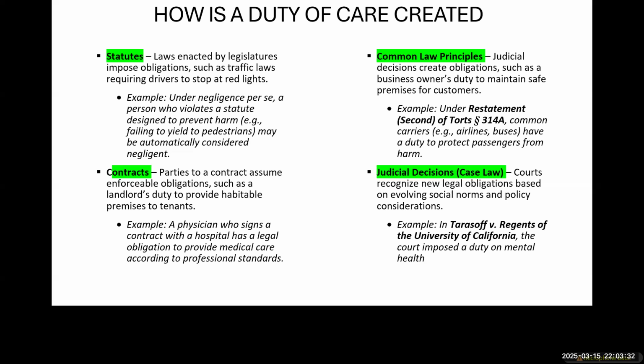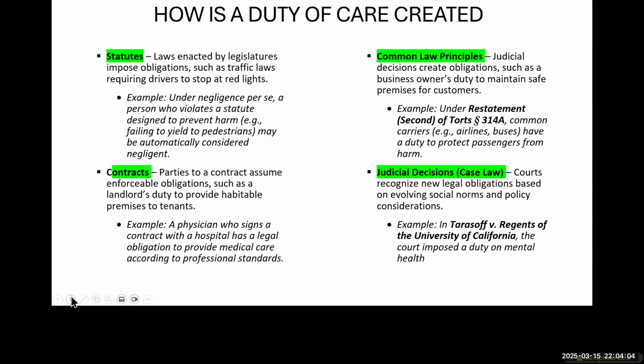How is a duty of care created? They can be created by statute. They can be created by contract of the parties. They can be created by common law principles. Ooh, that's us. And statutes. They can be created by judicial decisions. Ooh, that one's us as well. Right. So there's several ways that we get these legal obligations, right?